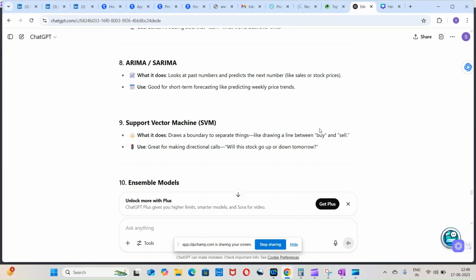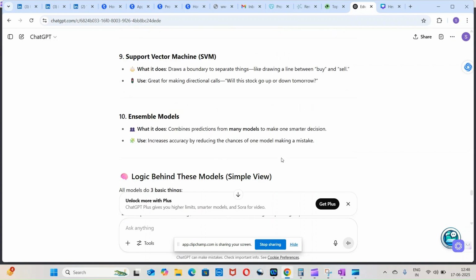So some lines are drawn to separate things, between a buy and a sell. It's used for making directional calls, whether the stock will go up or down. Like you draw support and resistance lines, and if it reaches support, you assume that the price will go up from there, and if it reaches resistance, it will come down from there. So similar things are done by these models, drawing a boundary to separate things, and taking decisions based on those lines drawn.